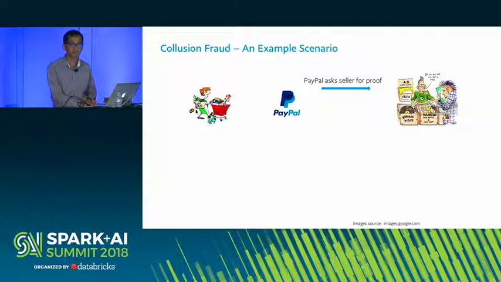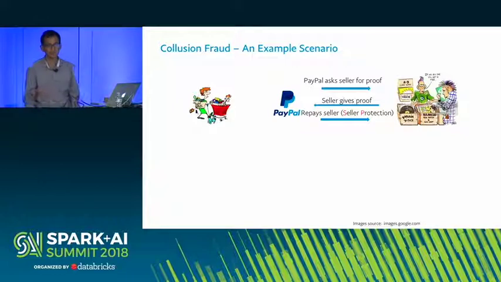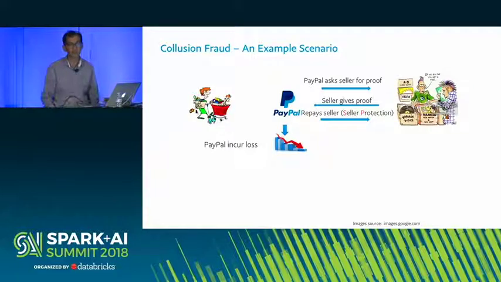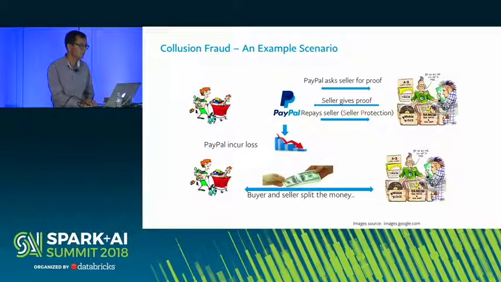PayPal asks the seller for proof of purchase. So we refund the buyer, but we want to make sure that we can recover from the seller. So we ask the seller for proof of purchase. The seller gives proof, like a shipping label or so. Obviously, if the seller has a proper receipt for sending the shipment, because we have seller protection with most sellers, we also pay the seller. The end result is PayPal incurs loss. And obviously, in this case, the buyer and seller can split the money, right? So we call this an empty box problem.